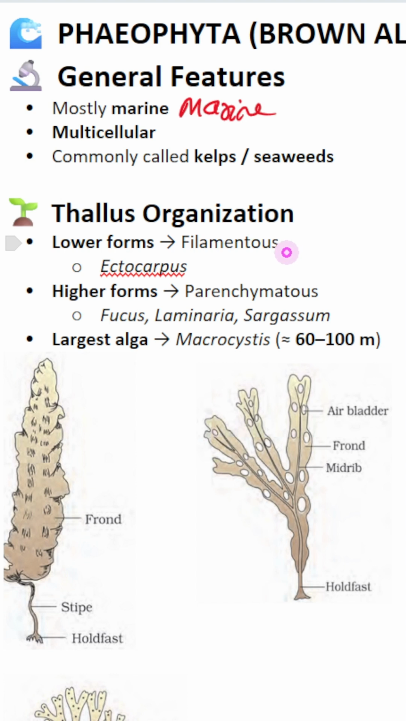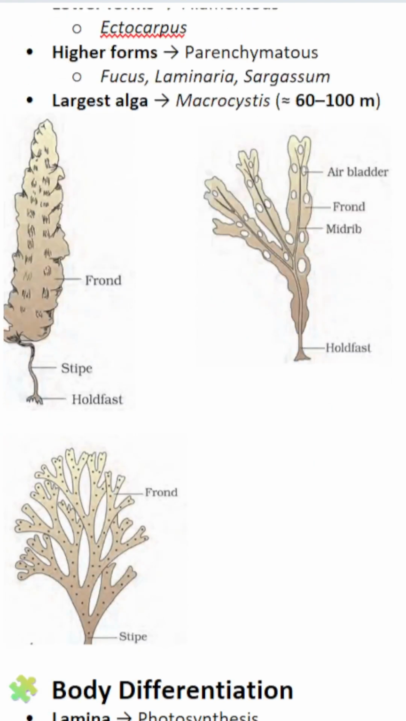In the thallus organization, we find the filamentous type in Ectocarpus. We find the parenchymatous type in Fucus, Laminaria, and Sargassum. Macrocystis is the largest alga, which we call kelp. Laminaria is also mostly called kelp. But the largest brown alga is Macrocystis, 60 to 100 meters long, and it is present in the marine habitat. Got it? Because they are mostly marine, they are not terrestrial.